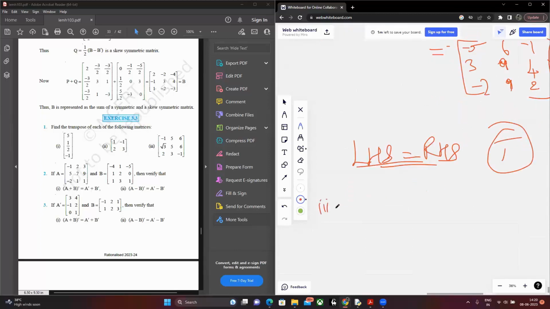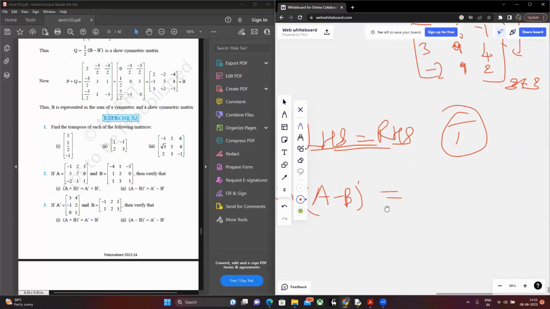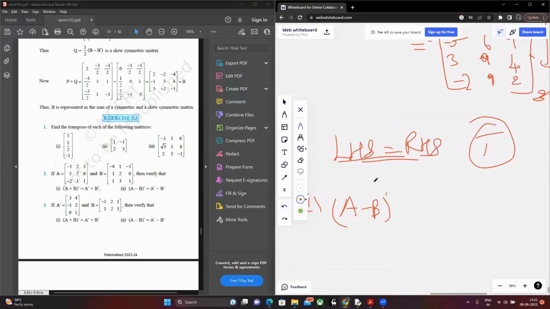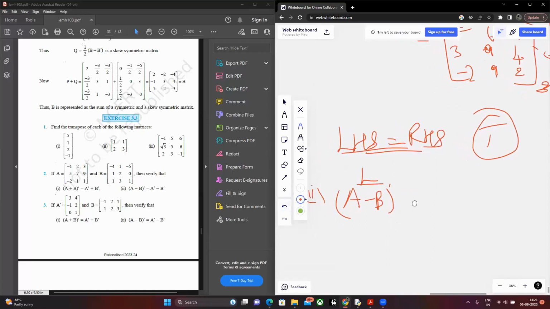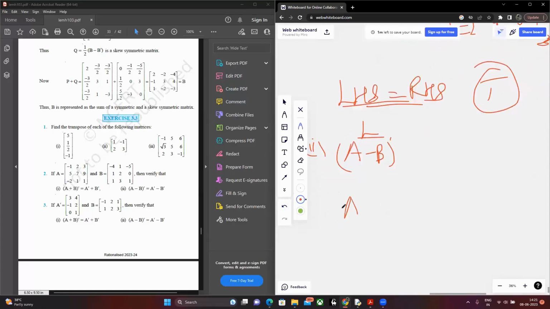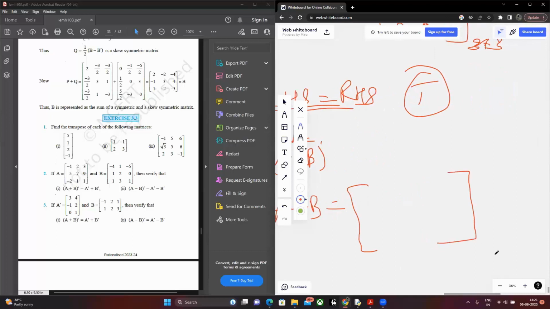And the second subpart, that is A minus B the whole transpose. So we have A minus B the whole transpose over here, right? That is going to be the LHS, and I'm going to tackle the LHS. So first of all, we find out what is A minus B. Again, not writing the matrix, I'm just going to directly draw it.